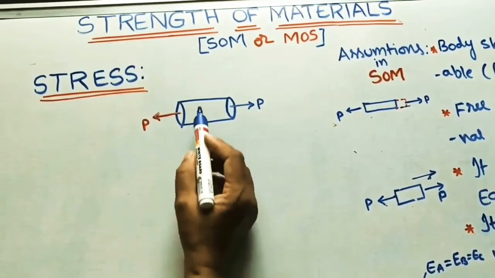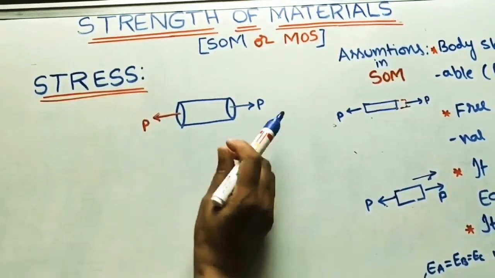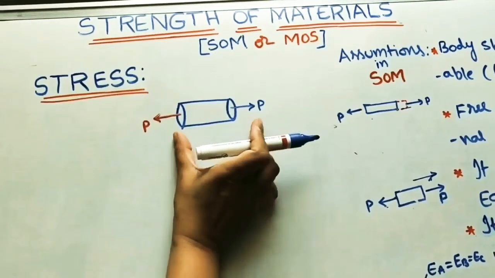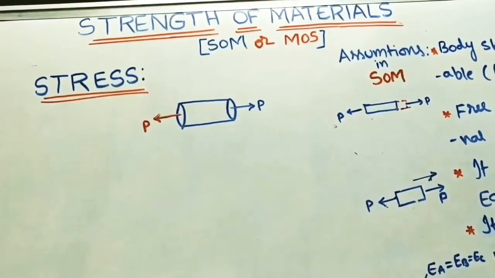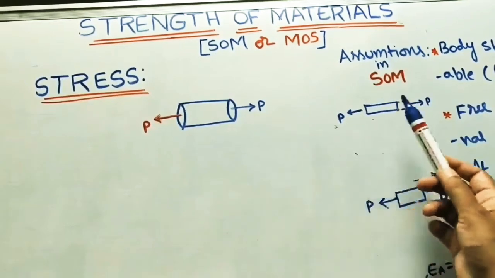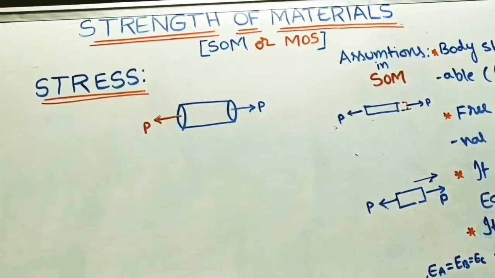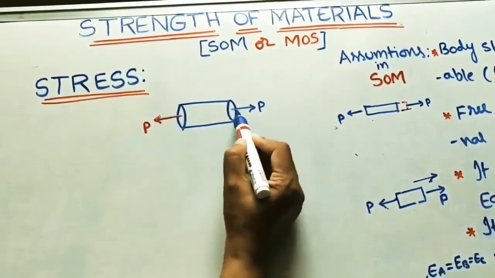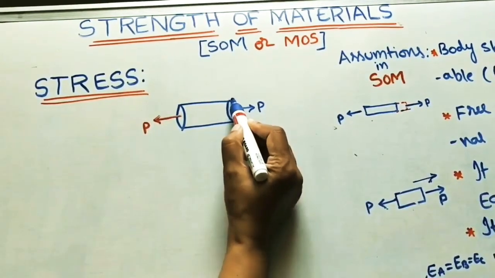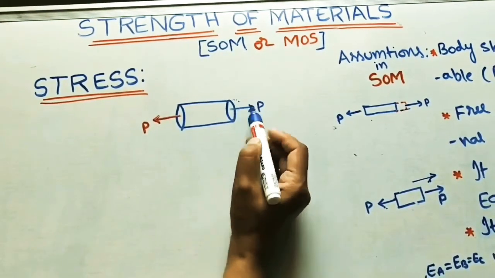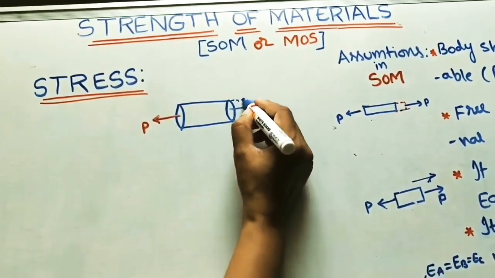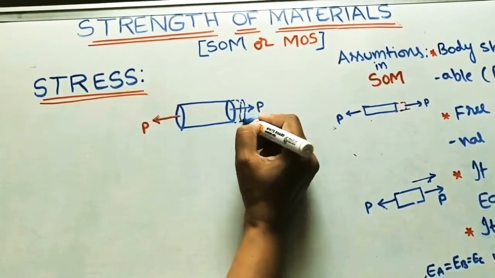As we know, if you are applying force, this body will try to elongate, it will deform, because whatever objects or bodies we are taking, according to the first assumption, they should be deformable. When we are applying this force, this body will try to deform. It will elongate along this length.